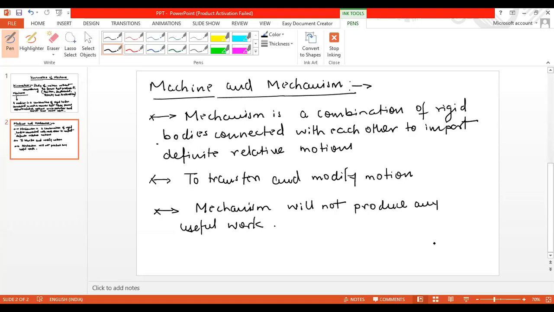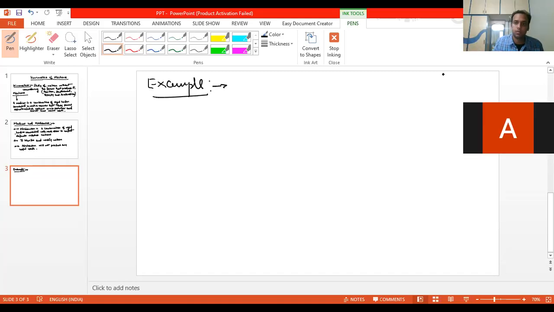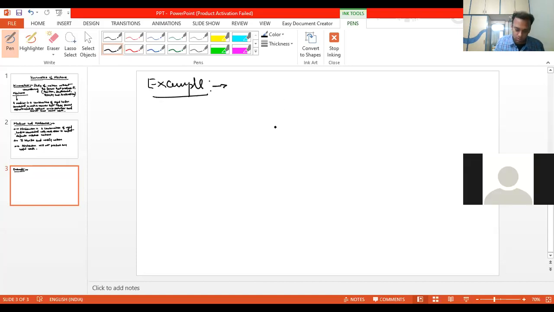Now let us try to understand this through an example. Can anyone give me an example where you can differentiate between a machine and a mechanism? Any example through which you are able to differentiate between a mechanism and a machine? Anybody? Sir, a clock is a mechanism. Okay, very good. A clock is a mechanism, correct. Anything else? Let me give you the best example through which you will be able to differentiate between mechanism and machine very easily. The best example of this is the IC engine.